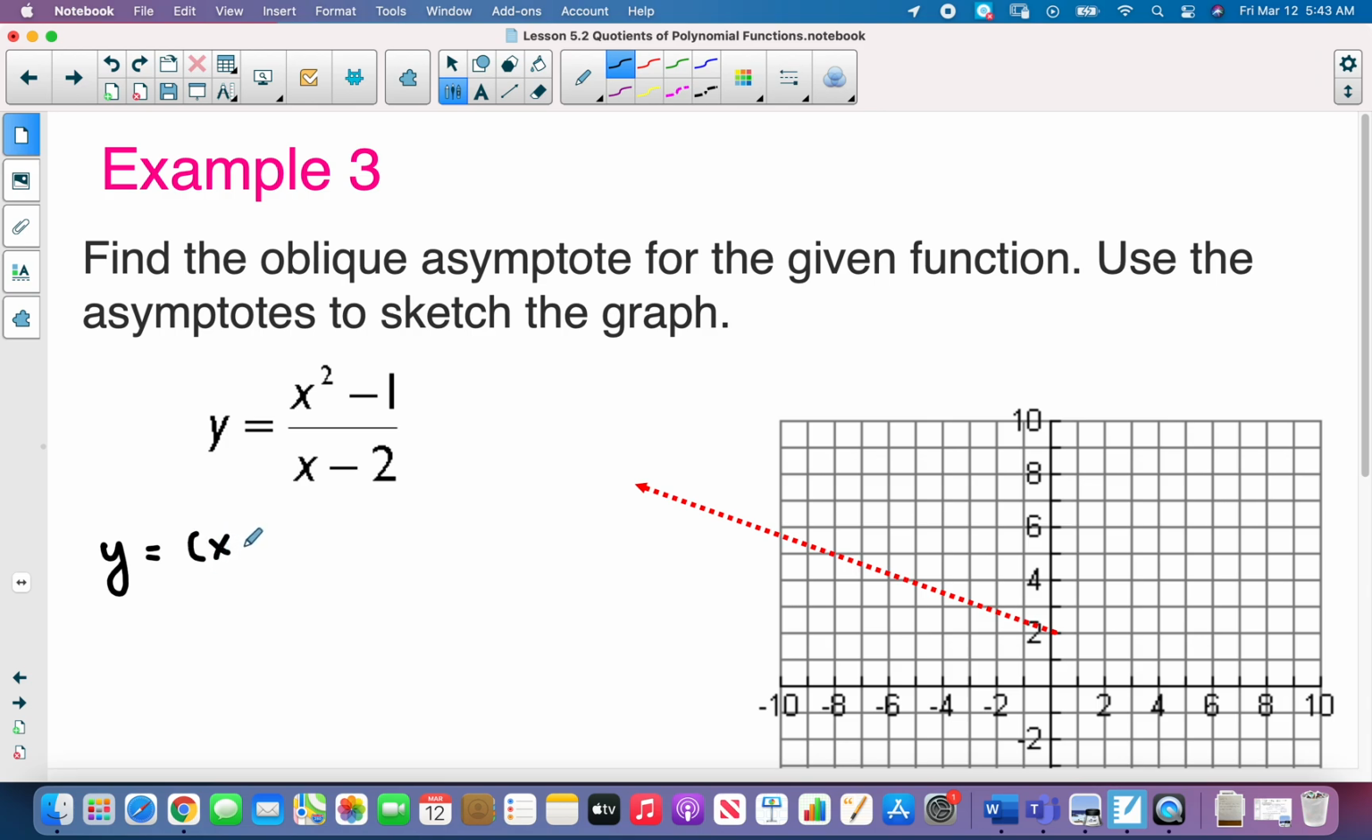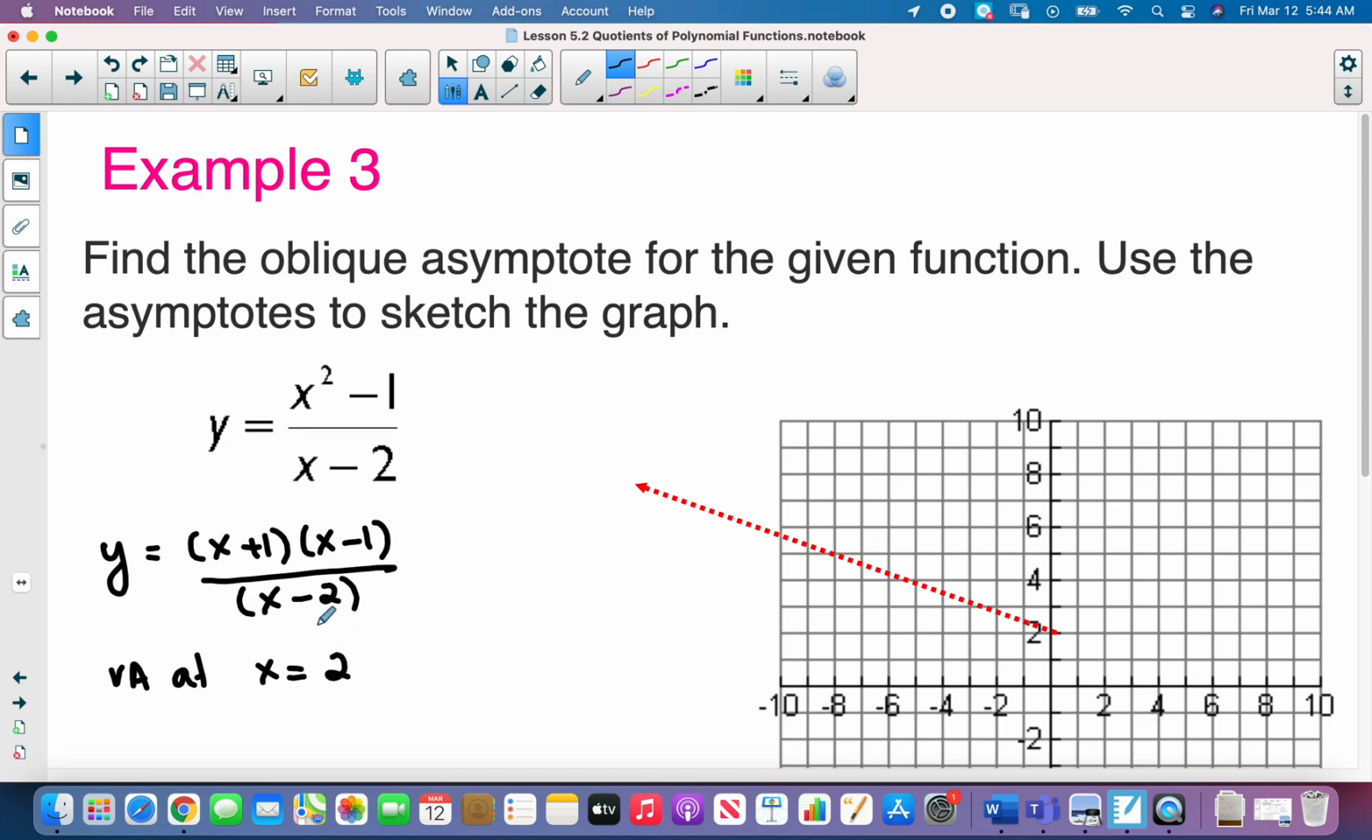So y equals x plus 1 times x minus 1 divided by x minus 2. So you notice here that you're going to have a vertical asymptote at x equals 2 because that would make the denominator 0. But there are no holes in this graph, right? So in this case, you're going to have a vertical asymptote at x equals 2.